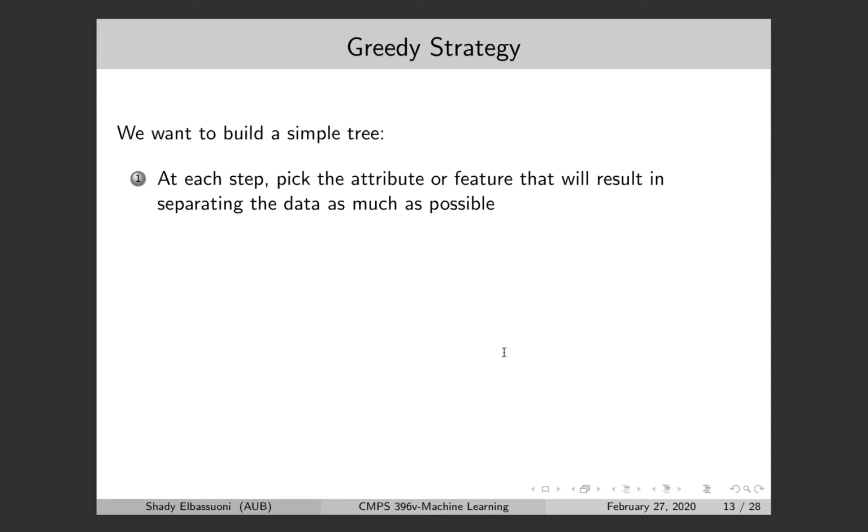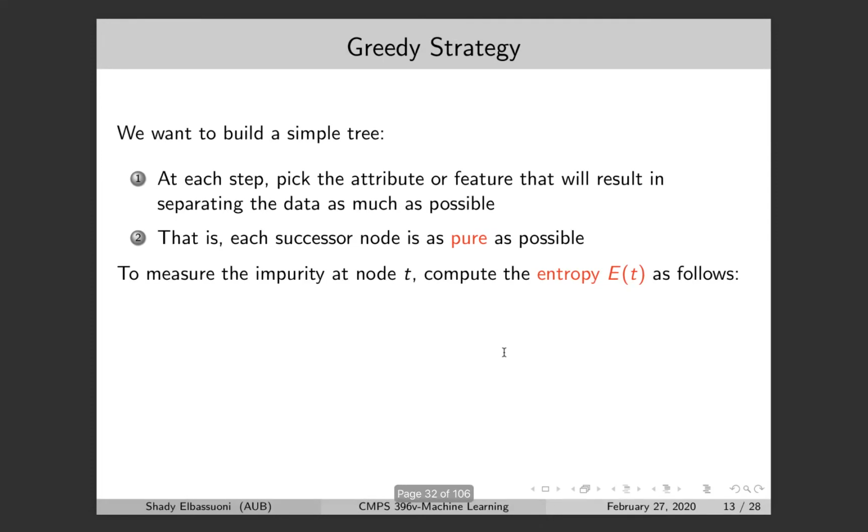Meaning the classes are separated, that is, each successor node is as pure as possible. Highlight here is on pure. To measure the impurity at a node T, we're going to compute something called the entropy, E of T, as follows. E of T is the summation from k equals 1 to K, where K is the number of classes, of the probability of k given T, times the log of the probability of k given T. And we'll see how we estimate these probabilities.